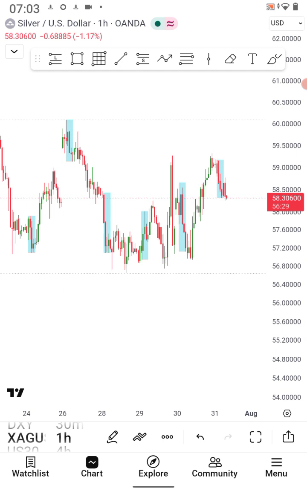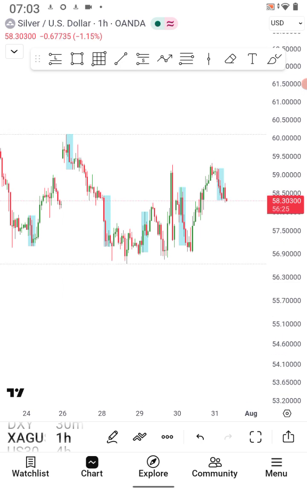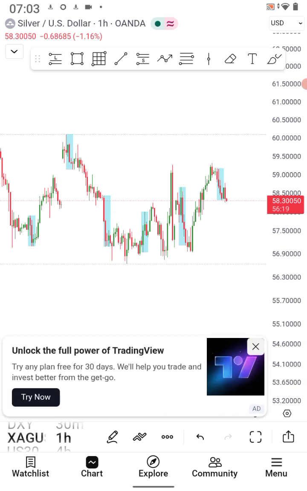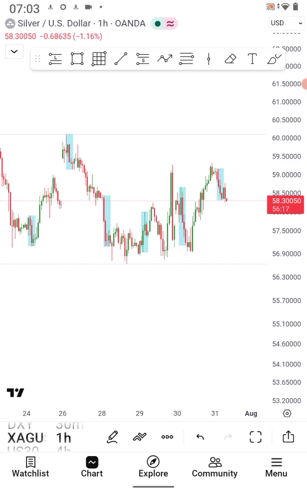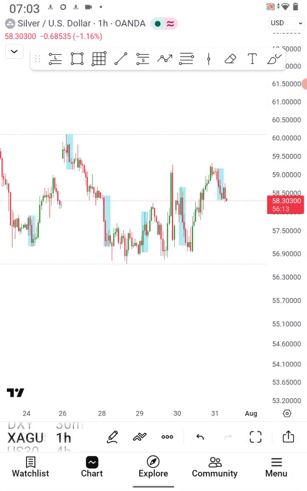Now this is a silver chart, 1 hour chart. Yesterday morning I saw this setup. Although I did not take it, I just wanted to study how it looks, but it was exactly my trade. Exactly everything was complete. But there's a reason. I'm going to show you why I did not take the trade.